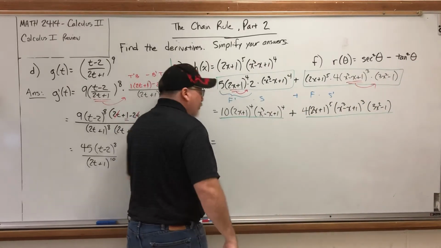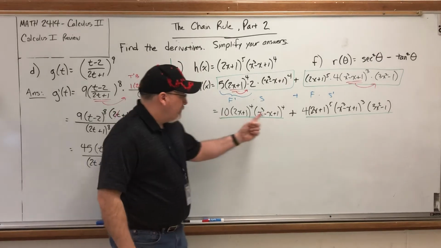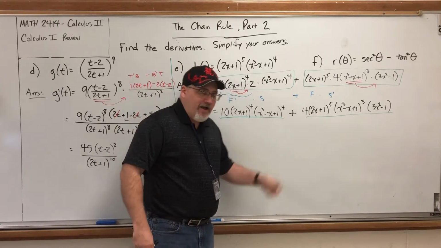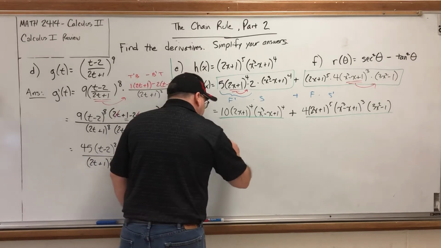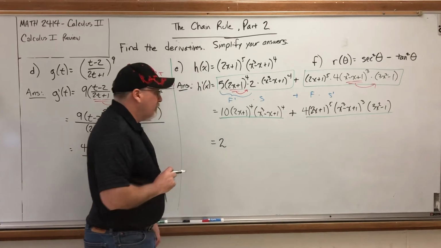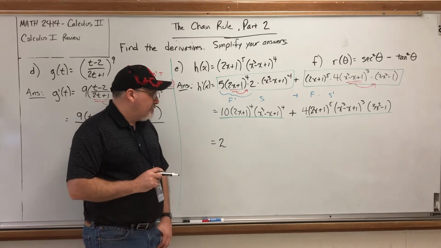Let's start with the numbers. 10, 4. They have a 2 in common. We're going to factor that out. Is there anything else they have in common?